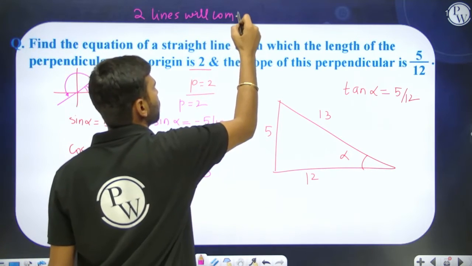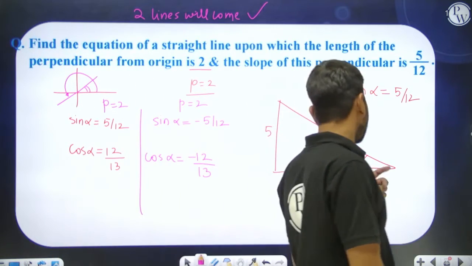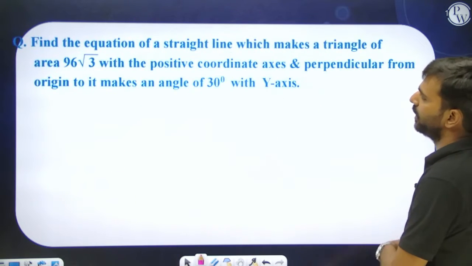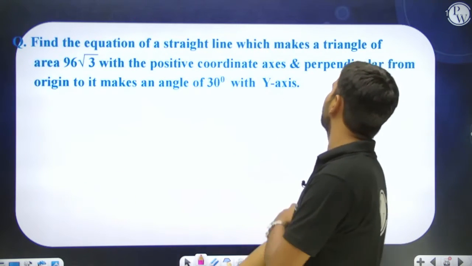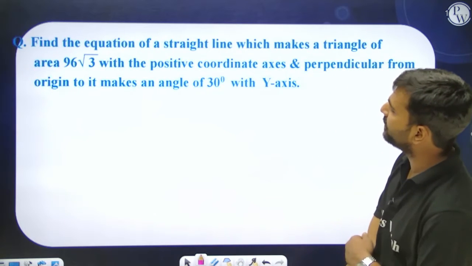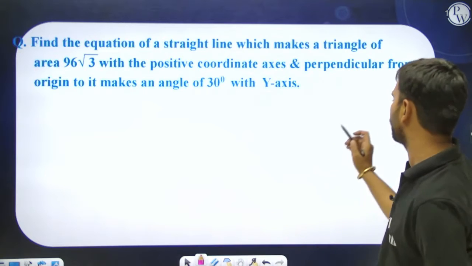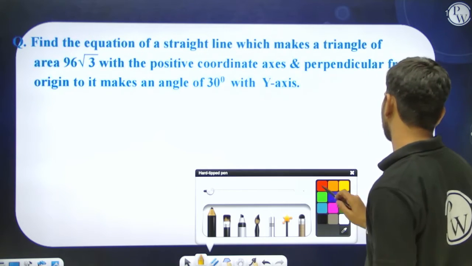Now you can write x cos alpha plus y sin alpha equal to P, and accordingly the question will be done. Find the equation of a straight line which makes a triangle of this much area with the positive coordinate axes and the perpendicular from the origin. I think you can do it. I am leaving this part as homework for you.